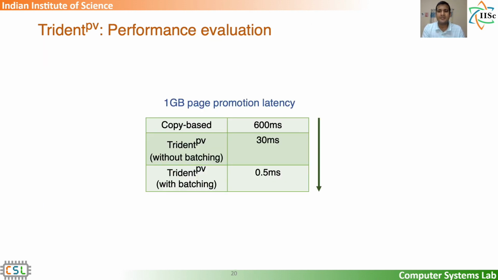This experiment measures the time the guest operating system spends in promoting a 1GB page out of 2MB pages. The effectiveness of our approach is quite visible here. While copy-based promotion takes about 600 milliseconds, Tridentpv reduces it to only 30 milliseconds without batching and further to only half a millisecond with batching.